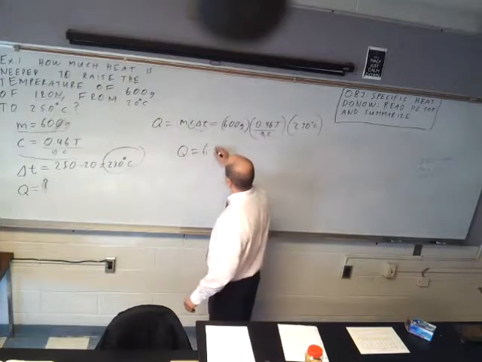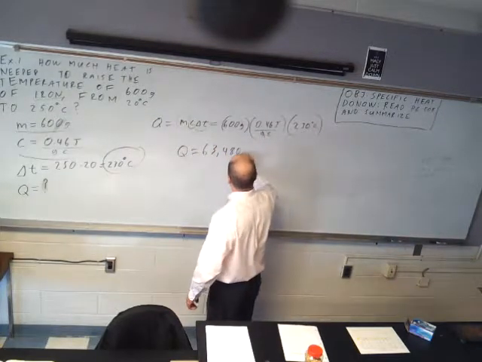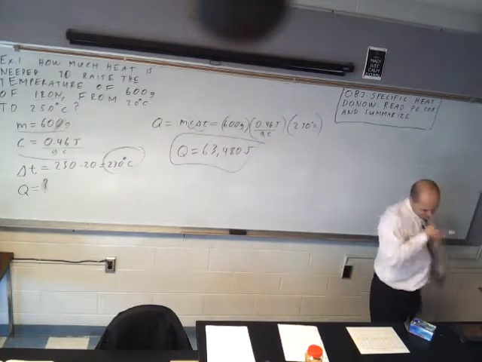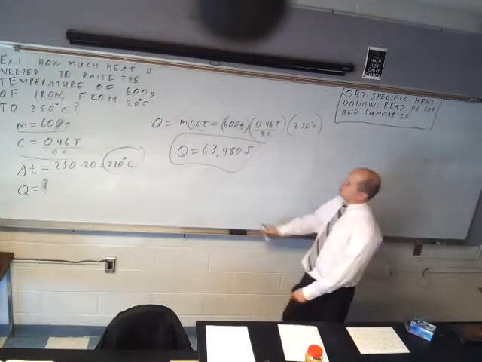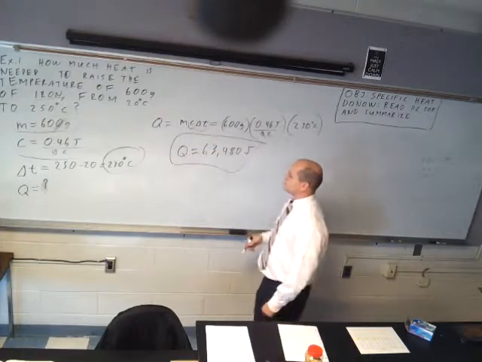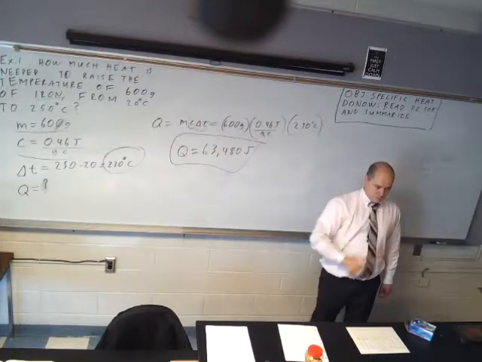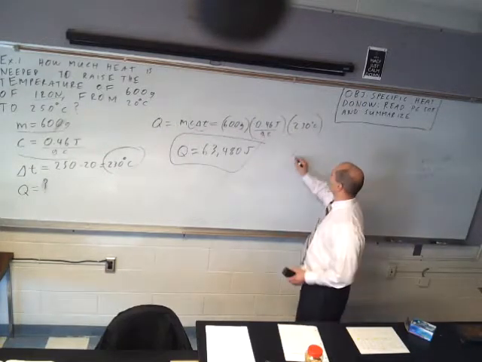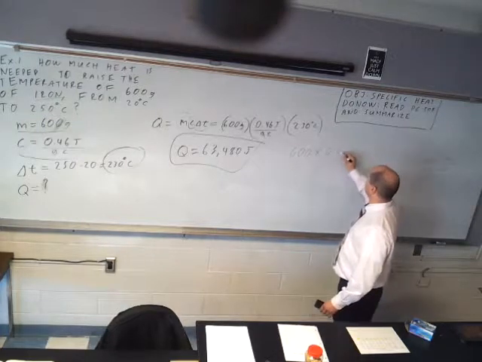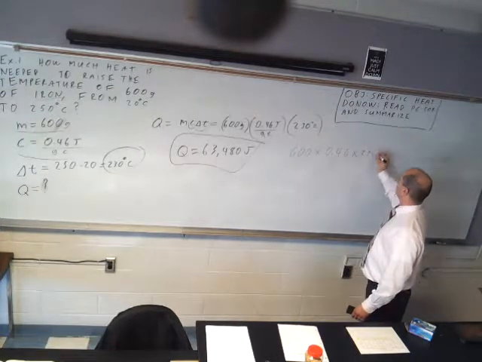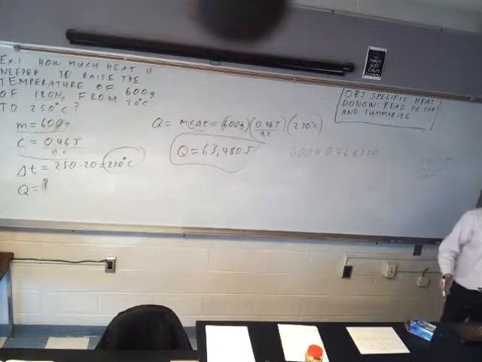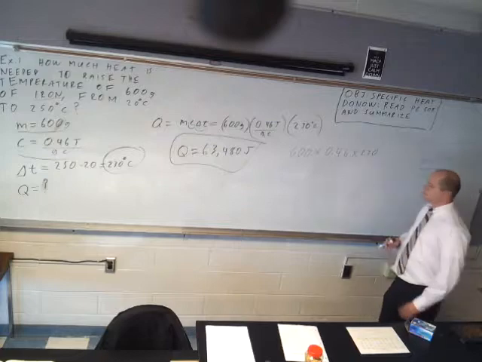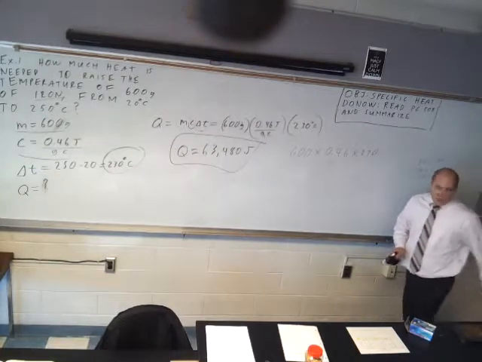63,480. 63,480, and the units are going to be joules. All right. So all we did is we multiplied mass times specific heat times change in temperature. That's all. 600 times 0.46 times 230. So all we're doing is multiply. You don't put the units into your calculator, you just put the numbers. The units you just carry along and cancel whatever cancels. It's just the numbers. All right, let's do another problem.